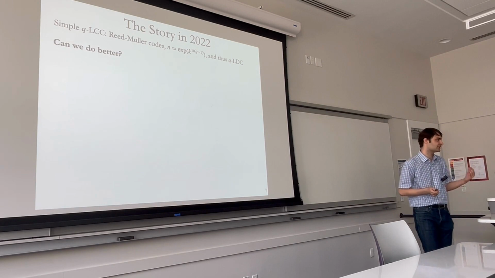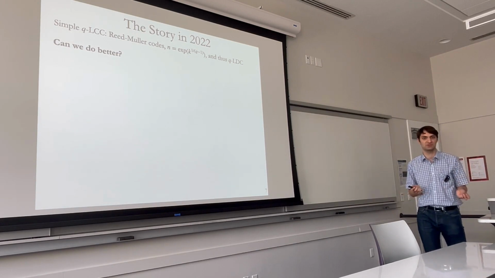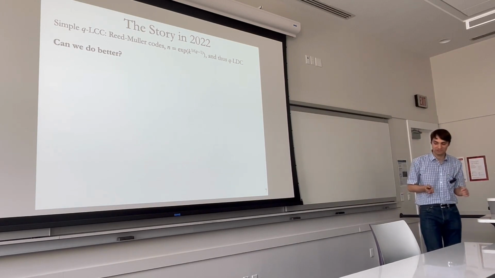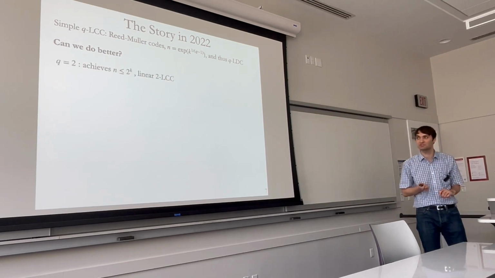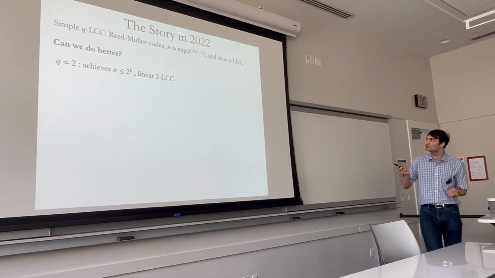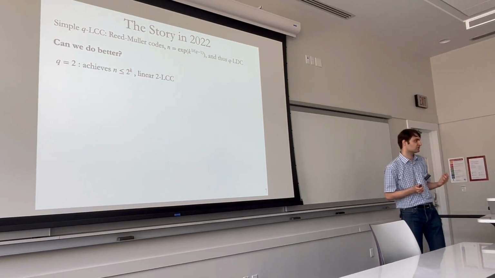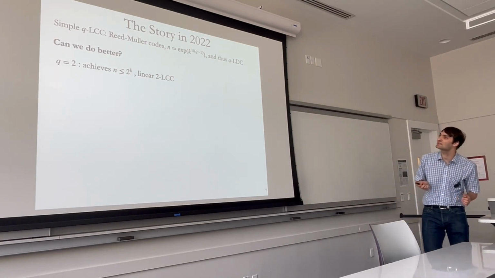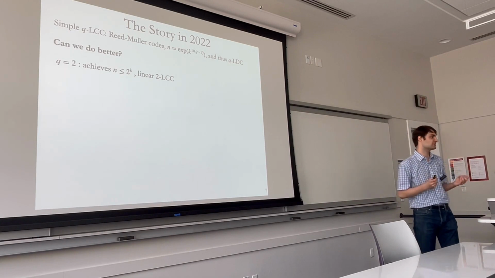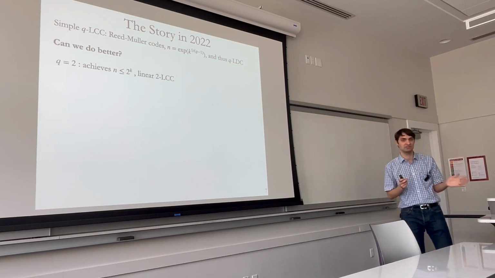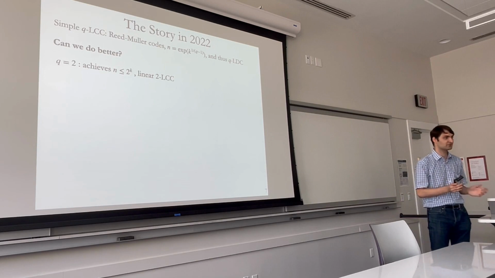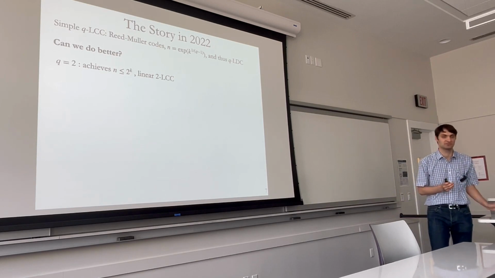So you could try setting, say, q equals 1. Turns out one-query codes don't really make much sense. So the first non-trivial setting of q is q equals 2. And here, if you just look at this formula, the block length of the code is 2 to the k, and it gives you a linear 2-query locally correctable code. I guess I didn't define a linear code, but a linear code just means the encoding map is a linear function, and therefore the set of code words is a linear subspace over F2.